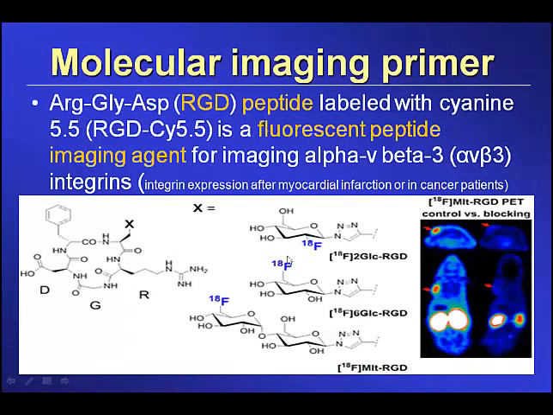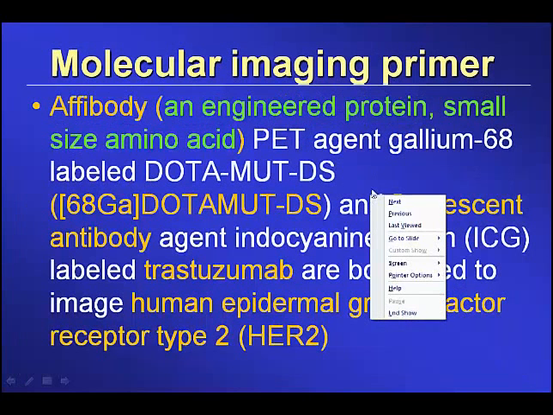Let us talk about the peptide. We have an example, which is the RGD peptide. It can be labeled with a fluorescent peptide. It's an imaging agent, and this is a peptide. We can use it to image the process of cancer or myocardial infarction, and we can label the RGD peptide.